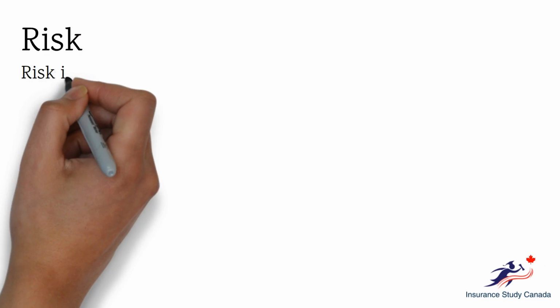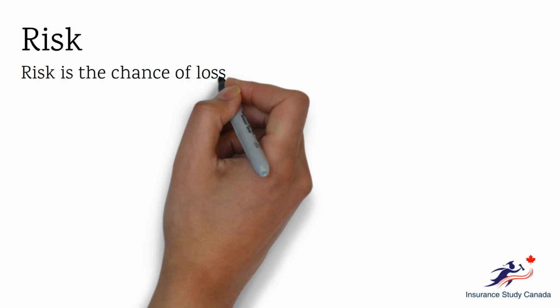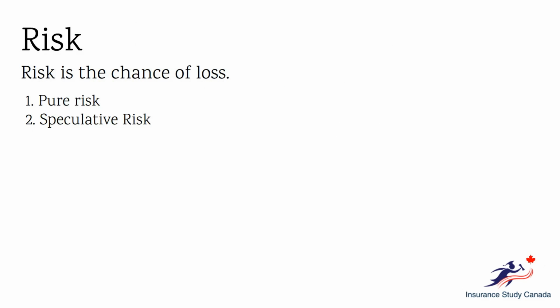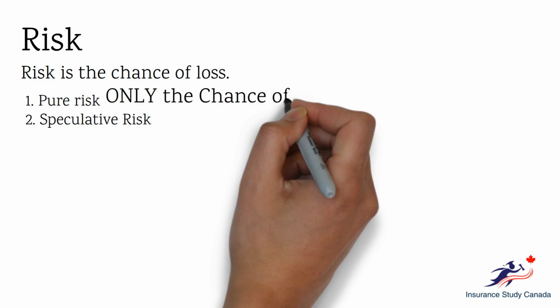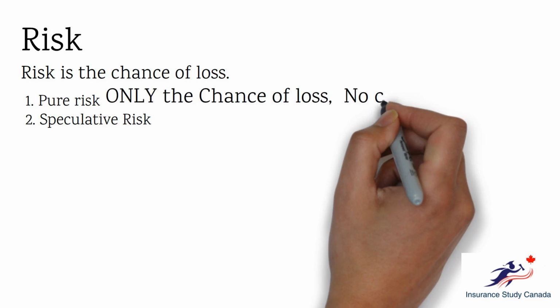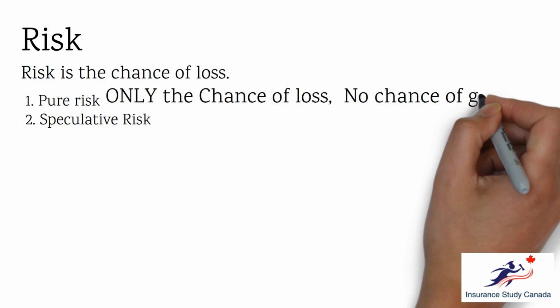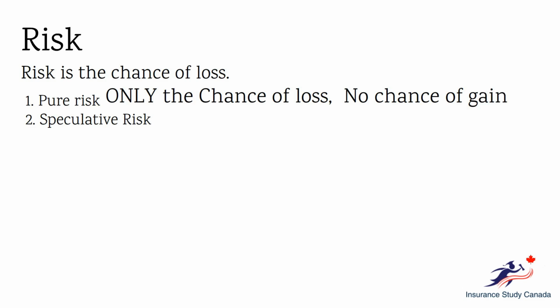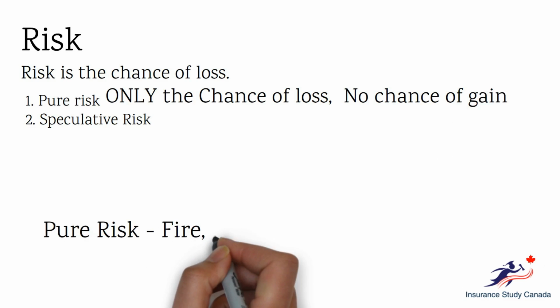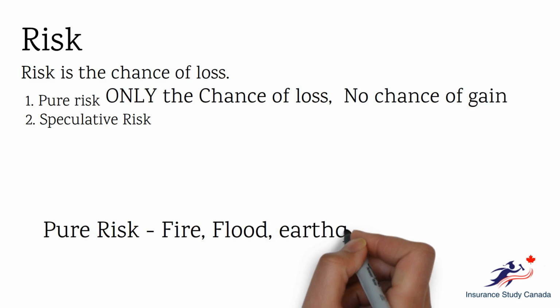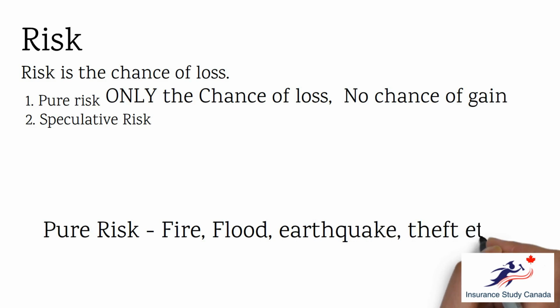The first term is risk. Risk is the chance of loss. There are two types of risk: pure risk and speculative risk. What is pure risk? Pure risk is when there is a chance of loss and no chance of gain. That means it is pure risk when there is no profit. Examples of pure risks are fire, flood, earthquake, theft, etc.